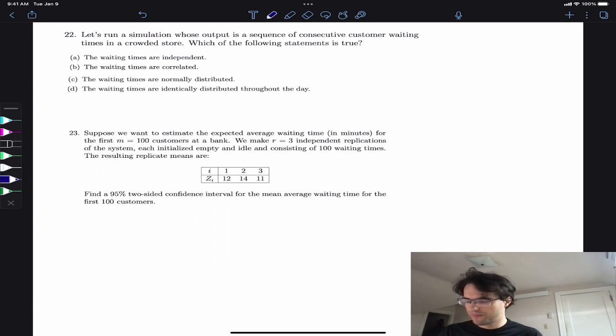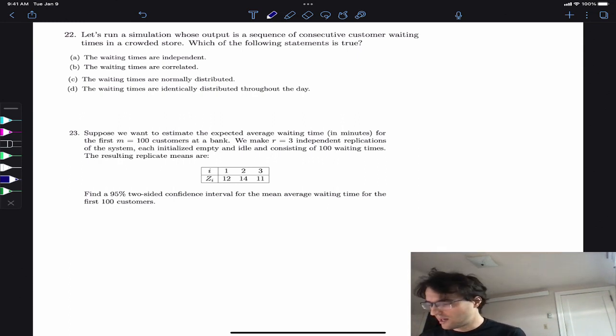Question 22. Let's run a simulation whose output is a sequence of consecutive customer waiting times in a crowded store. Which of the following statements is true? A, the waiting times are independent. B, the waiting times are correlated. C, the waiting times are normally distributed. D, the waiting times are identically distributed throughout the day.